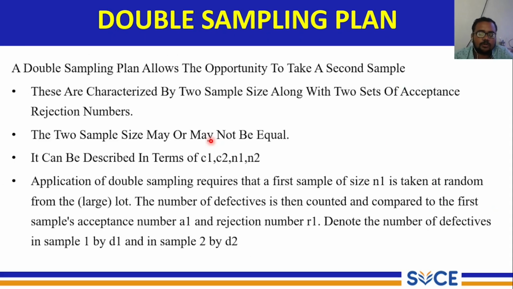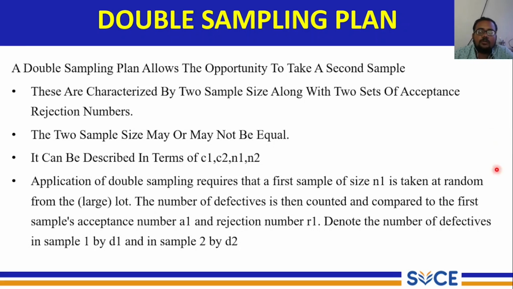But the shortcoming or limitation of single sampling is that there is more possibility of a good lot getting rejected, right? That is the reason another sampling plan called the double sampling plan has been defined. What it gives you is a second opportunity to take a second set of samples from the lot. So how is the decision taken here?